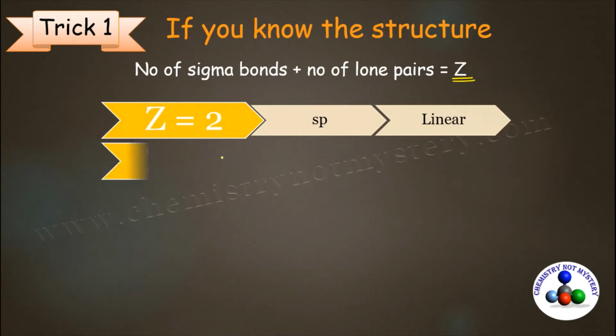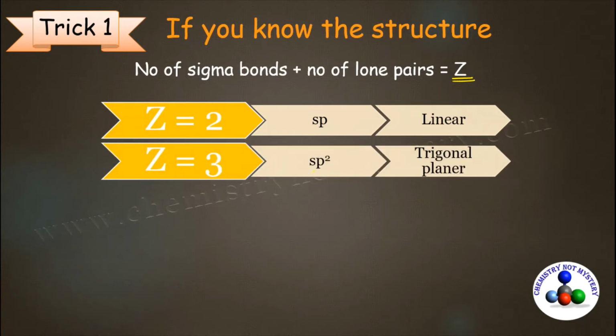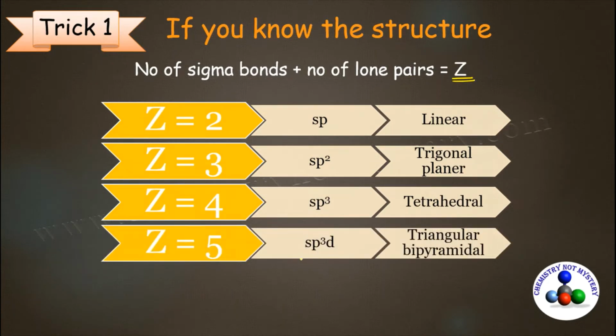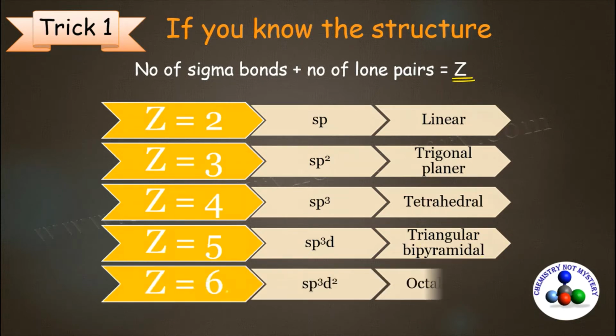If the Z value is equal to 3, then the hybridization will be sp2 and the geometry for sp2 hybridized orbitals is trigonal planar. If Z is equal to 4, then sp3 hybridization will be there and the geometry will be tetrahedral. For Z equal to 5, hybridization will be sp3d and the geometry will be triangular bipyramidal. For Z equal to 6, hybridization will be sp3d2 and the geometry will be square bipyramidal or octahedral.